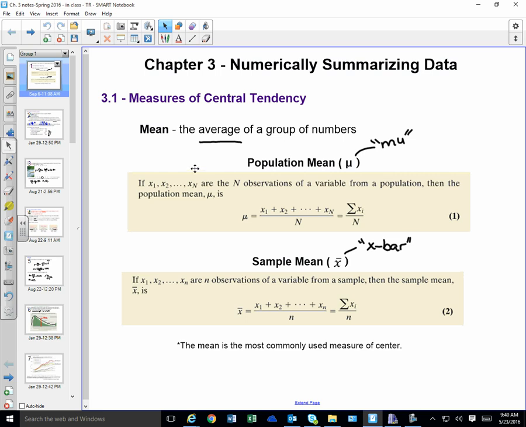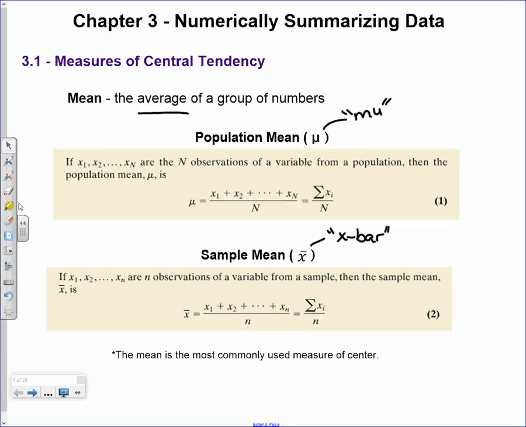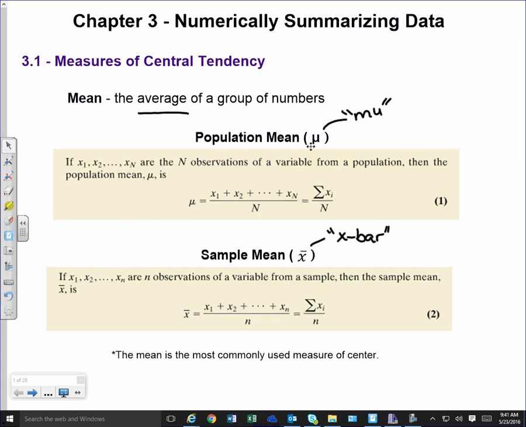The most common measure of central tendency is the mean. We pretty much all know what the mean is, right? That's the average of a group of numbers. The population mean is called mu, a Greek letter. We generally use a Greek letter whenever we are working with population parameters. So we've got the mu there, the Greek letter M, and this is the formula for that. You just add up all the numbers and divide by the total size, the sample size or population size that you have.